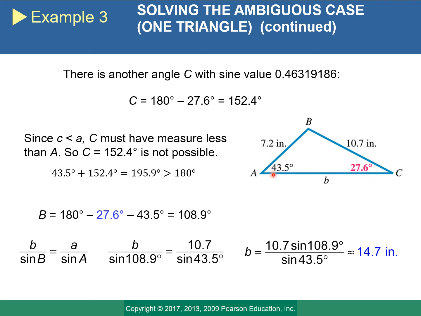Angle A, 43.5, is across from 10.7. Okay, that seems like it might be intermediate, but let's double check with B. So angle B was 108, and it was across from the longest side, 14.7. So yes, angle A and side A were the intermediate values, and then angle B and side B were the largest values. So the largest side was across from the largest angle.